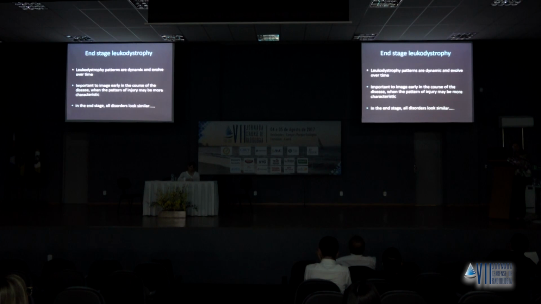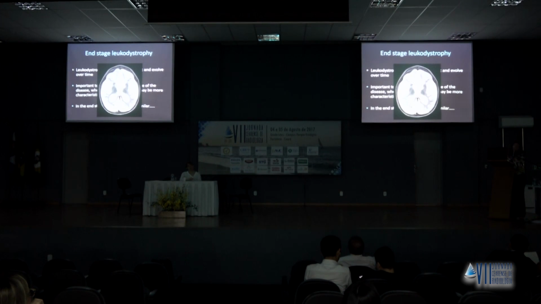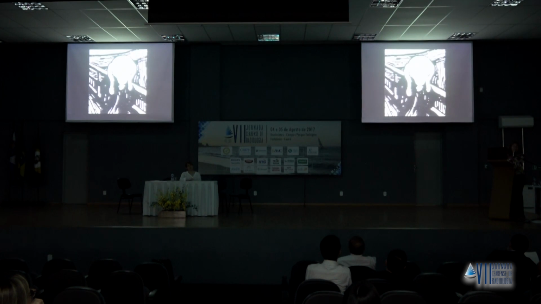So it's important to image these cases very early on in the disease when the pattern of injury is going to be more characteristic. Because in the end stage of disease, all of these disorders will look very similar like this. So very frequently I'll have neurology come down and they'll say, hey Susan, what do you think this is? And I'm like, I don't know. They all look the same.